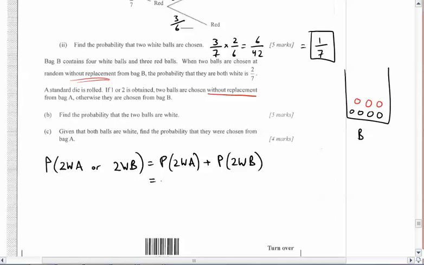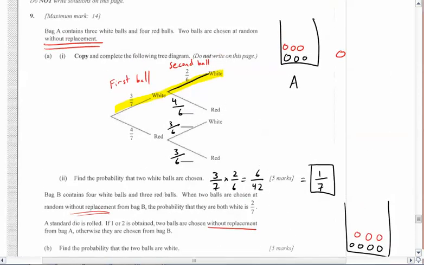So what's the chance that you choose from A in the first place? The chance that you choose from A is 2 out of 6, because you would choose from A if you got a 1 or a 2 on a dice. What's the chance that both those balls will be white? Well, we had to figure out that in part 2. It's a 1 out of 7 chance.